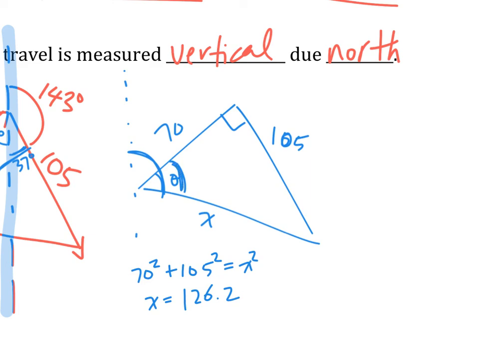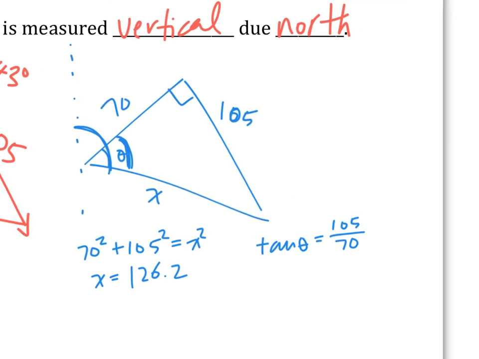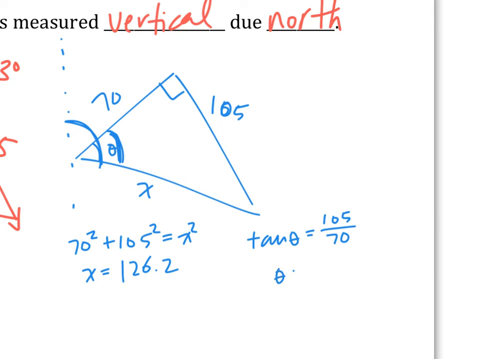We have to find this angle. We can see an opposite side and an adjacent side, so that has to be tangent. Tangent of this angle is 105 over 70. How do I find that angle? Inverse tangent of 105 over 70. Yeah, 56.3 degrees is this one.